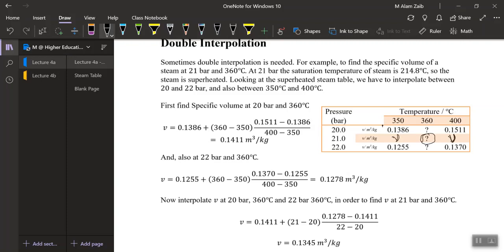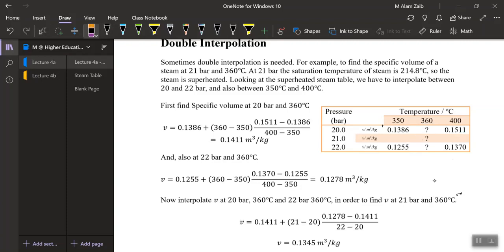That's because I have got the two extremes, or the volume should be present at this point and this point as well. So if I am interpolating between two values, like 350 and 400, I must have those two extreme values as well. But I do not have any value written over here.